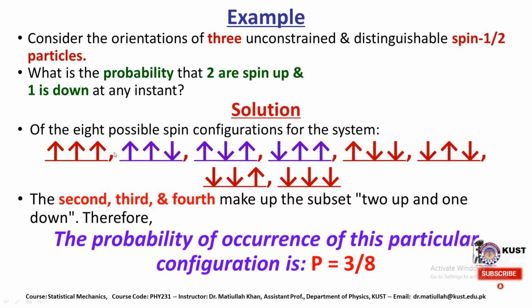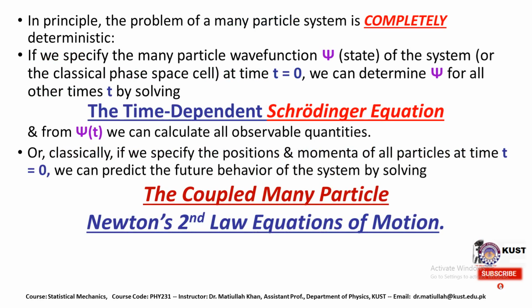We can find all the possible states, and from that we can find the probability of occurrence of this particular configuration. P is equal to 3/8, because in this case we have three configurations where two are spin up and one is spin down. One is this one, one is this one, and the other is this one. So that is why the probability is equal to 3/8. To completely specify these systems, we need to solve the time-dependent Schrodinger equation for that.